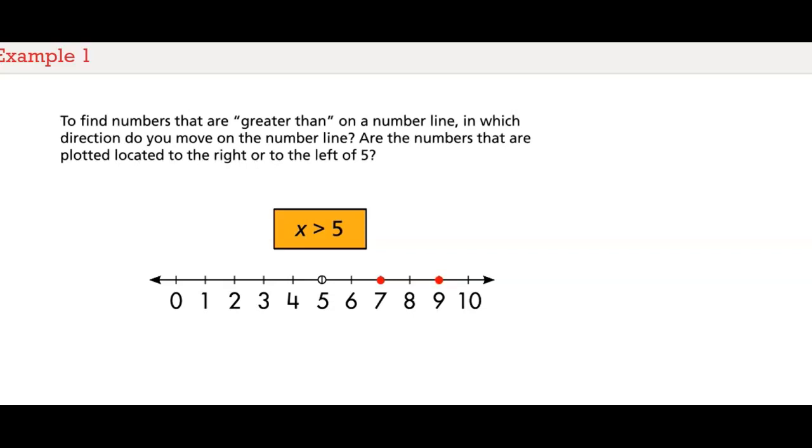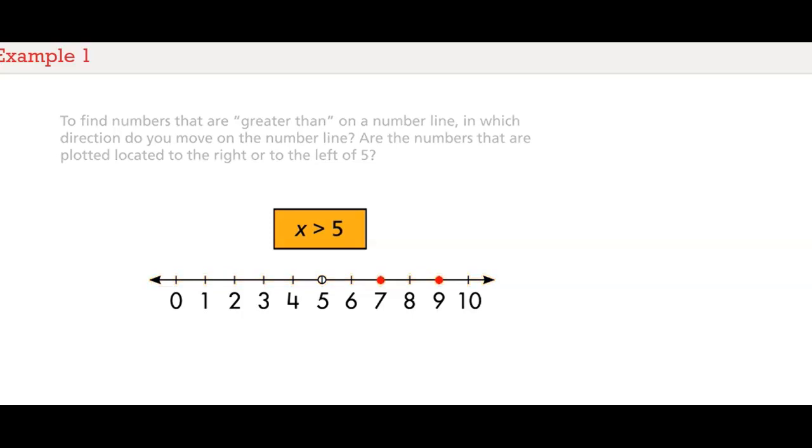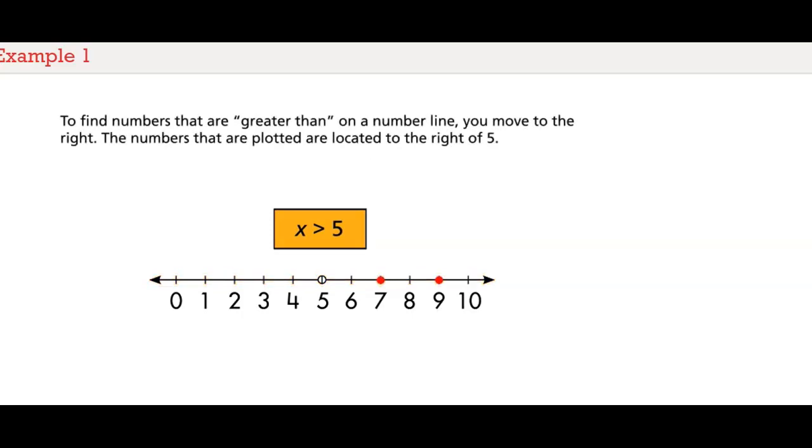To find numbers that are greater than on a number line, in which direction do you move on the number line? Are the numbers that are plotted located to the right or to the left of 5? To find numbers that are greater than on a number line, you move to the right. The numbers that are plotted are located to the right of 5.